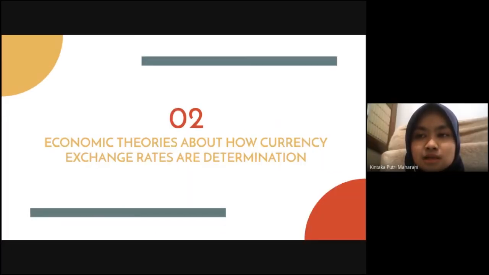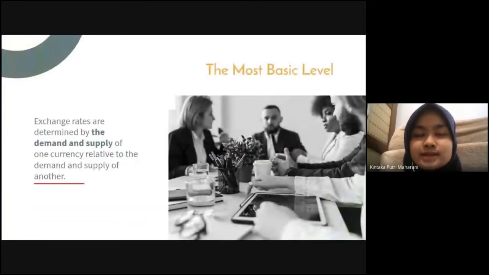Now I want to explain the economic theories about how currency exchange rates are determined. The first one is that, at the most basic level, exchange rates are determined by the demand and supply of one currency relative to the demand and supply of another.